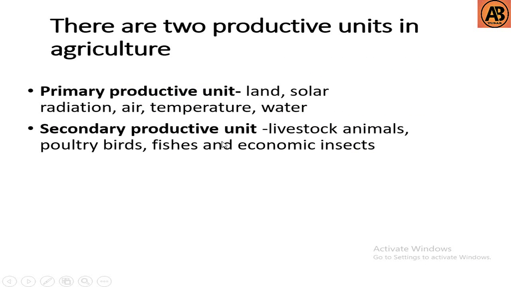Then there are two productive units of agriculture. First is the primary productive unit and second is the secondary productive unit. Primary productive units are such as land, solar radiation, air, temperature, water, etc. These are the primary productive unit. Then secondary productive unit. Secondary productive unit includes livestock, animals, poultry, birds, fishes, and economic insects. So these are the two productive units of agriculture.